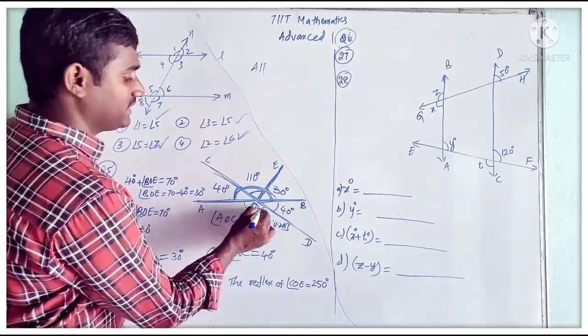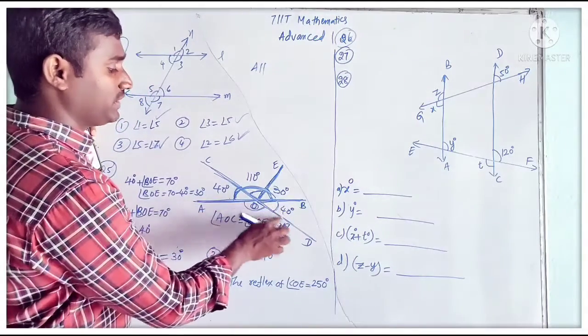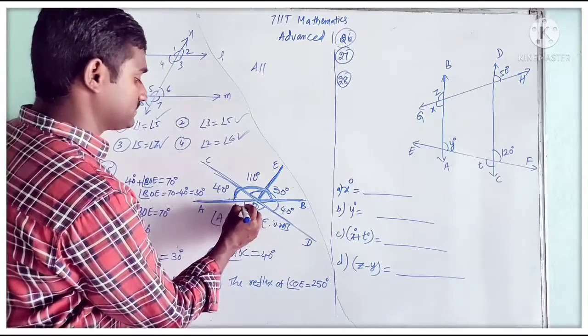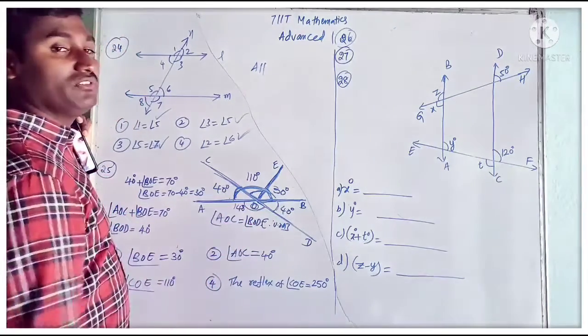Next, from the diagram we can say angle AOD plus angle BOD equals 180 degrees, because these two angles make a straight angle. Suppose BOD is 40, then DOA equals 140 degrees. Yes, 40 plus 140 is 180 degrees.